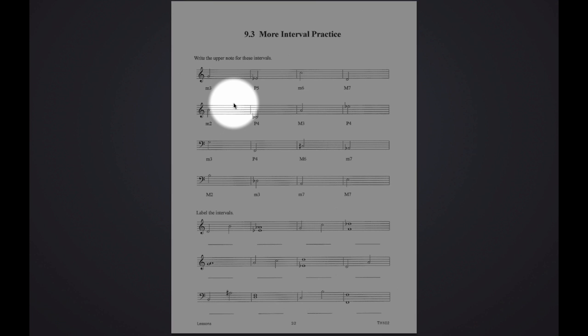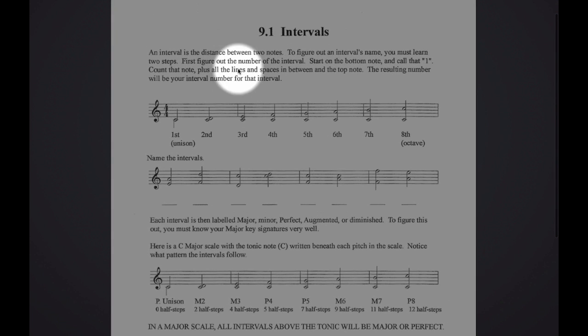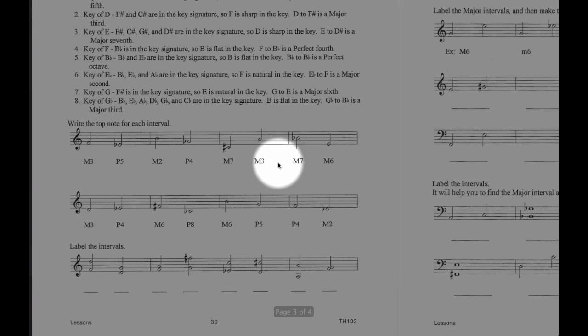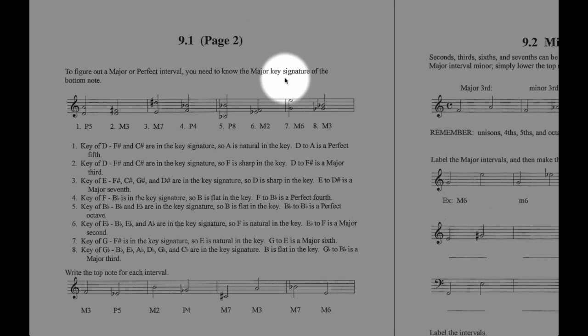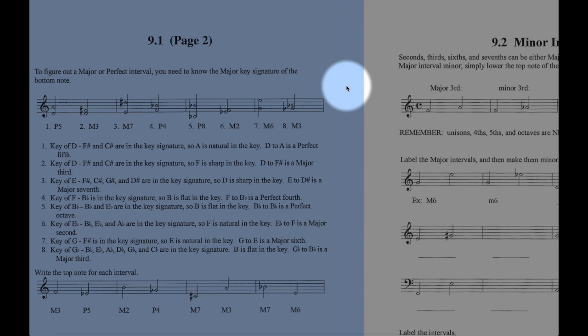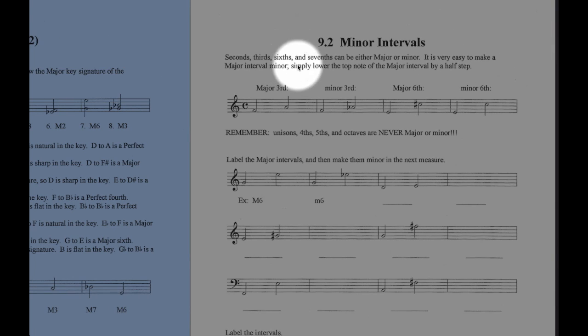And then there's more interval practice. So this is very simple. Follow these instructions to figure out the interval. 1, count from the bottom note to the top to find the number. And then to know if it's a major or minor interval, you have to know the key signature of the bottom note. You use the key signature in the scale of the bottom note to find out if the top note is in the scale. And if it's not, then you need to realize that it's been lowered or raised. If it's been lowered by half a step, then we know from 9.2 that means it's minor. Simply lower the top note of the major interval by a half a step to make a minor interval.